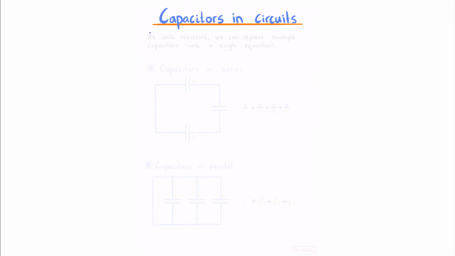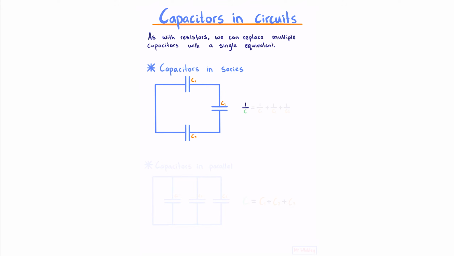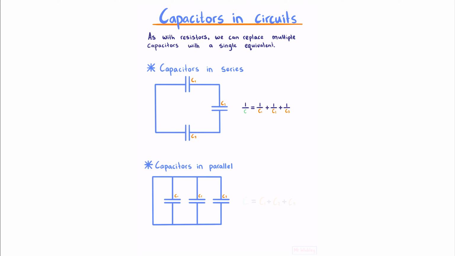Capacitors in circuits. As with resistors, we can replace multiple capacitors with a single equivalent. The value of this equivalent depends on how they're connected. For capacitors in series, 1 over the equivalent capacitance is the sum of the 1 over capacitances, and for capacitors in parallel, the equivalent capacitance is just the sum of the capacitances. You might note that this is the same mathematics we use to combine resistors, except these are swapped around.